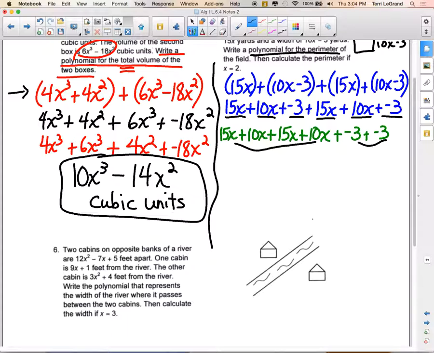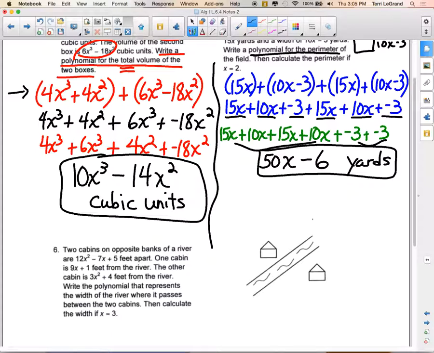What's the perimeter of this field? 50x minus 6. 50 or 15? 50. That's what I thought you said. 50x minus 6. Okay, you guys agree with math? Okay, I do too. And what would we give that one as a label? What were those measured in? Yards. Okay. So that's its polynomial perimeter.